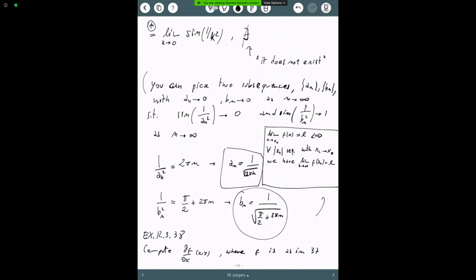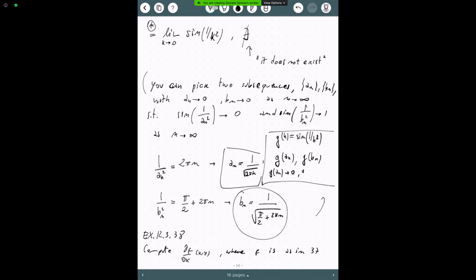Let me erase this box here. So you can simply define the function g of h, which is equal to sine of 1 divided by this, and then you compute g of an and g of bn. And you see that g of an converges to 0, g of bn converges to 1 when n goes to plus infinity, and both an and bn go to 0. That's what I did.